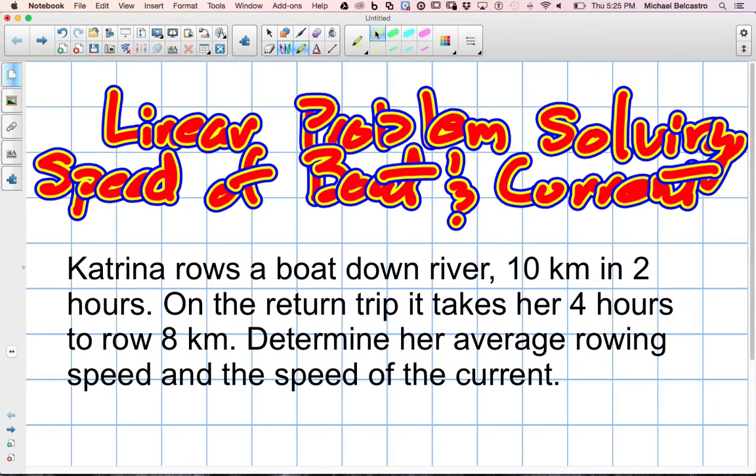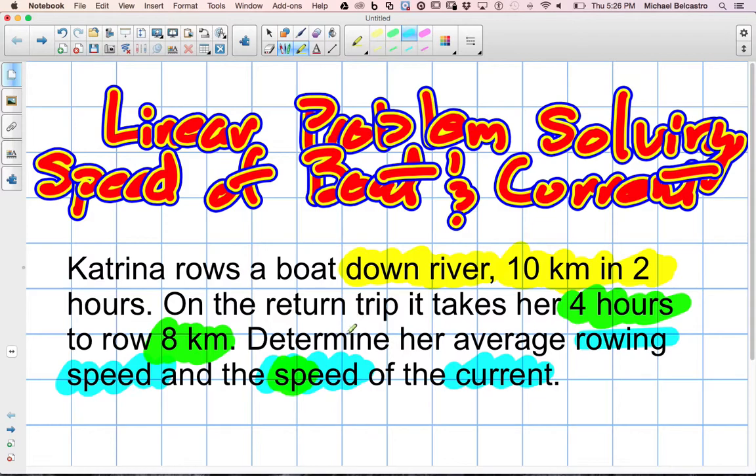So this one's pretty straightforward for the numbers. She goes 10 kilometers in 2 hours when she's going downriver. And that's actually going to be really important to us, which way she's going. And then on the return trip, we assume she's going upriver, and it takes her 4 hours to row 8 kilometers. I guess we'll do a different color here. We need to know the speed of the current and also her rowing speed. Okay, a lot of information.